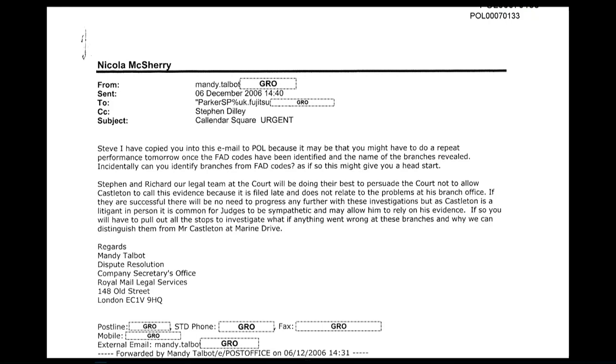Can you recall what work you did, in fact, do to seek to distinguish what had gone wrong at these other branches and why those problems had not afflicted Mr. Castleton at Marine Drive? No, I suspect that from the date while this was going on, I was acting in some respects as sort of deputy manager, while Mick may not have been there, and I would have farmed that job out to somebody else to actually do. So I don't remember what was done.